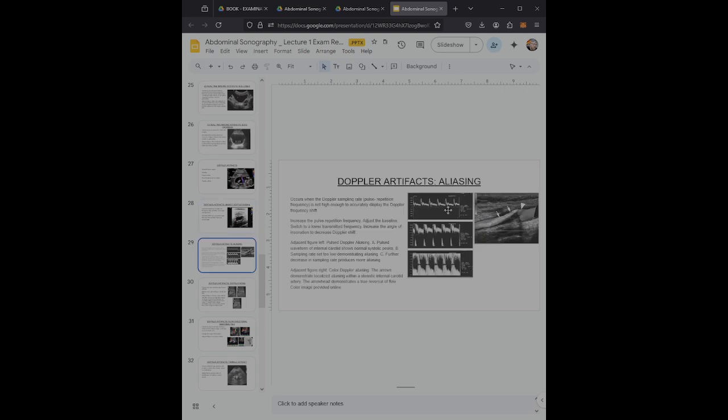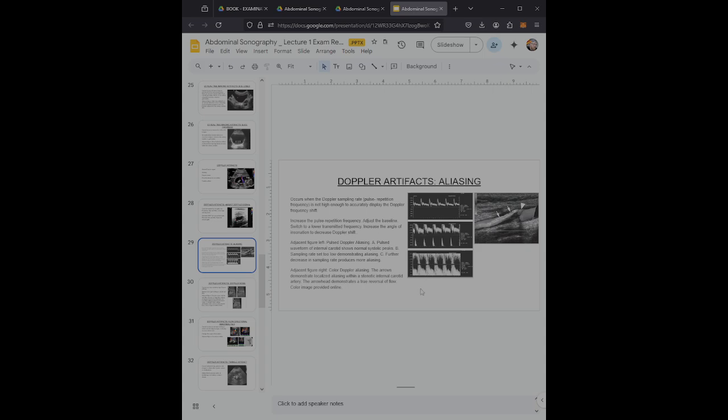Aliasing. Aliasing occurs when the Doppler sampling rate is not high enough to accurately display the Doppler frequency shift. To fix it, we increase the pulse repetition frequency, adjust the baseline, and switch to a lower transmission frequency, as well as increasing the angle of insonation, which decreases Doppler shift.